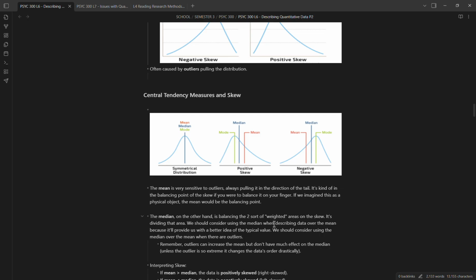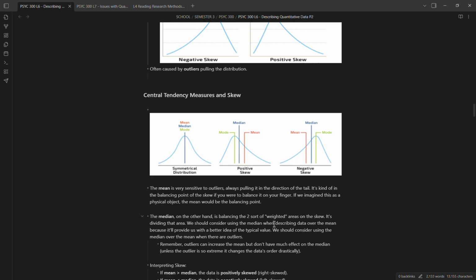I was literally just describing the image here, but let's actually get into describing what exactly it is that I just said. So essentially, the mean is very sensitive to outliers, always pulling it in the direction of the tail. So again, we have a positive or negative skew. The mean is very sensitive to outliers. We are going to get a pull of the mean into the direction of the tail. It's kind of the balancing point of the skew, right? If you were going to balance the skew on your finger, if we imagine this as a physical object, the mean would be the balancing point.